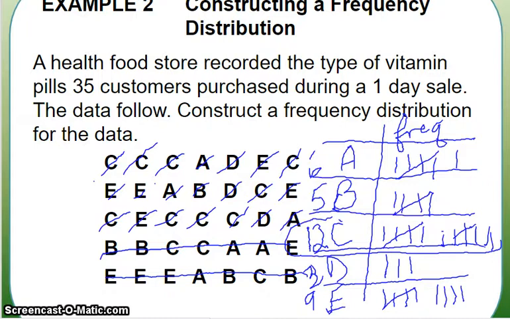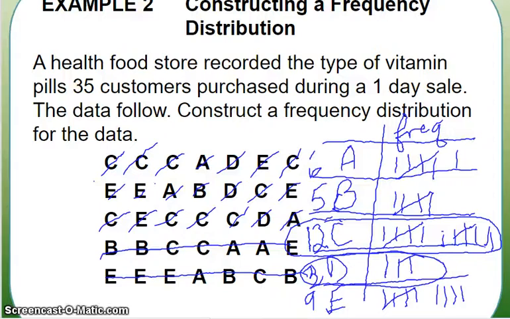We can see by this distribution, because we took the time to tally it into categories, we can at least have some kind of discussion about it. We can say that the vitamin D's weren't selling very well, so either the sale wasn't steep enough or people aren't using vitamin D. The vitamin C's, there's 12 occurrences of that, so during my one-day sale, I sold a lot of C's, so maybe that would tell me what to purchase to get ready for my next sale.